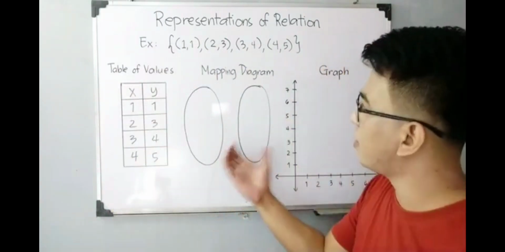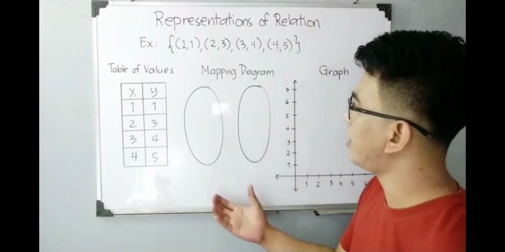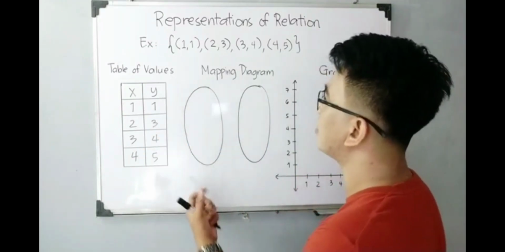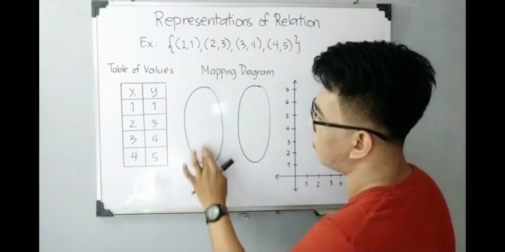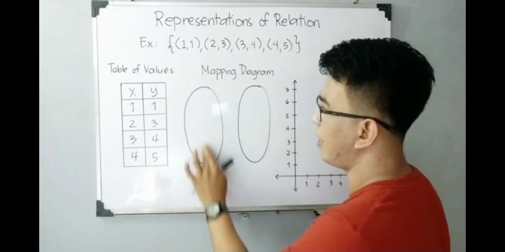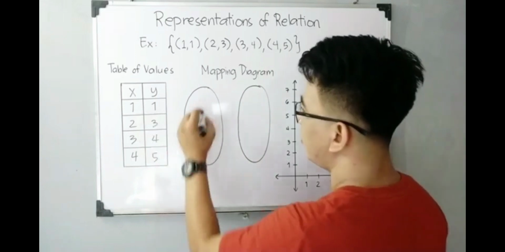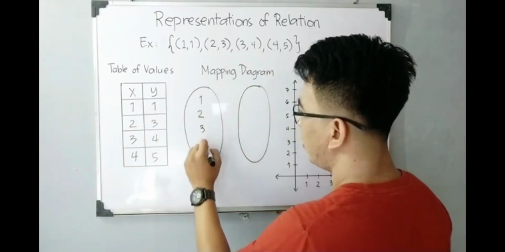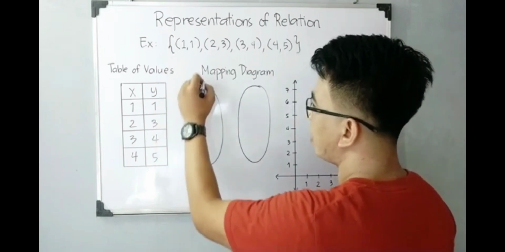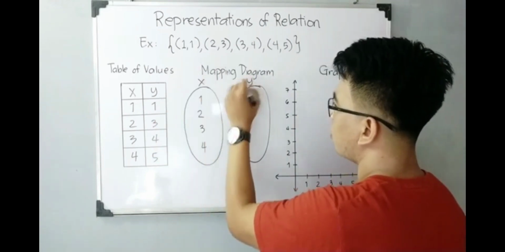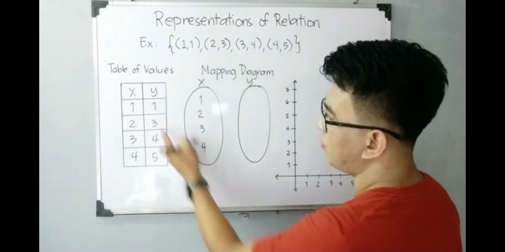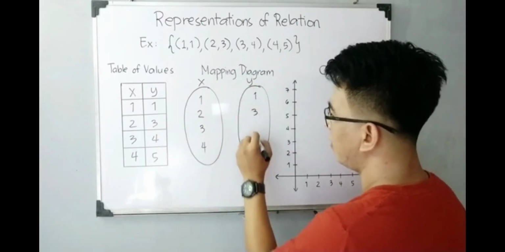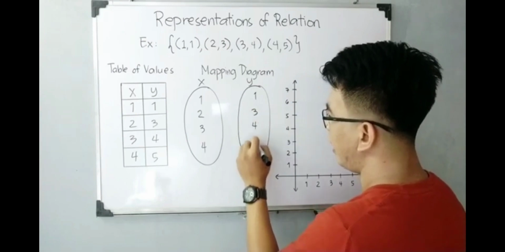And yung third type of representation natin na yung tinatawag nating mapping diagram, wherein given these two ovals, all you need to do is to list down all the values of x here, like this one. You have 1, 2, 3, and 4. And this is your x, and this is your y. And for the y variable, you have 1, 3, 4, and 5.